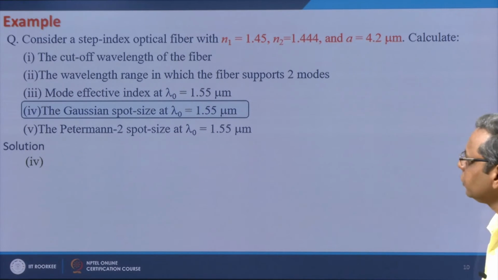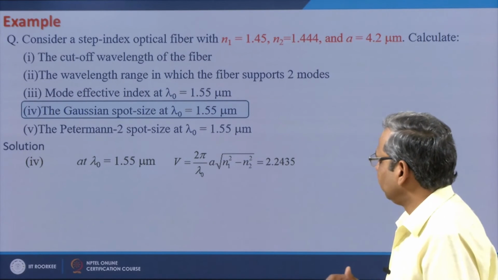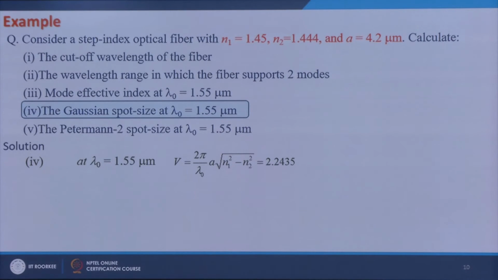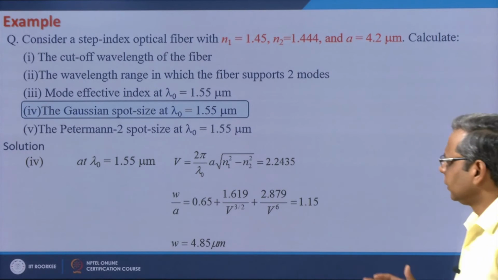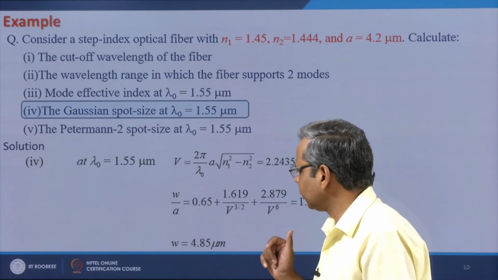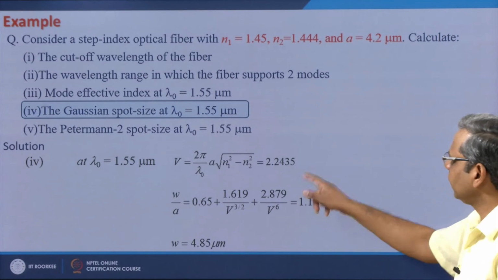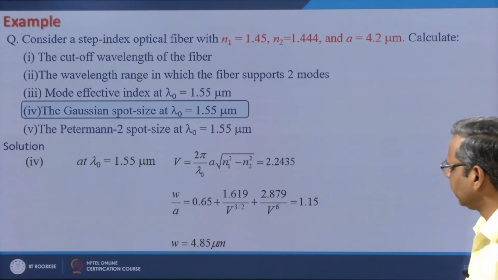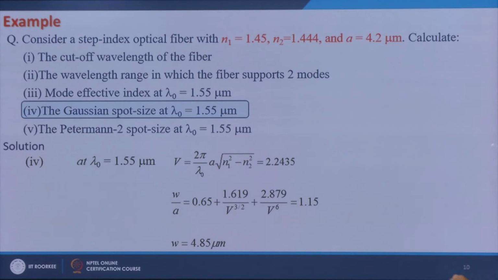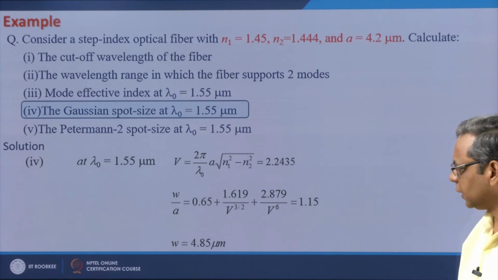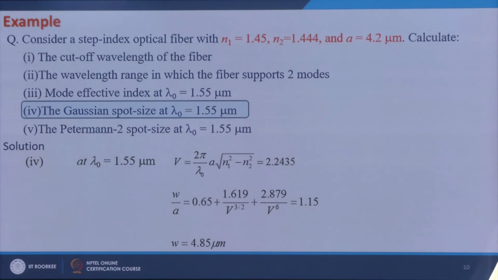Fourth part is, what is the Gaussian spot size at lambda naught is equal to 1.55 micrometer. So I had already calculated the value of V at 1.55 micrometer, which is 2.2435. Now I know the empirical relation for Gaussian spot size, which is given by this. So if I just put the value of V here, I can immediately get the value of W over A as 1.15, and since A is equal to 4.2, I can get the value of Gaussian spot size as 4.85 micrometer.